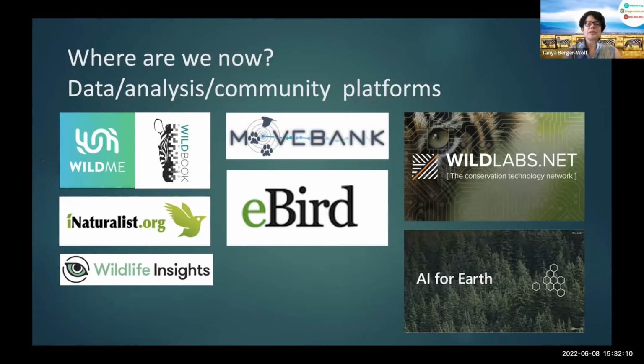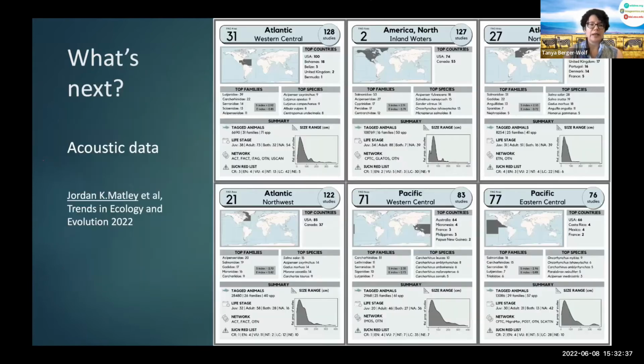But there are platforms now, including MoveBank and of course eBird, iNaturalist, and Wildlife Insights. This is mostly for data aggregation, and then some of them also include analysis and communities. Also ours, Wildbook, which is the project of WildMe, and then WildLabs and AI for Earth are platforms for tools and community connections and aggregation.